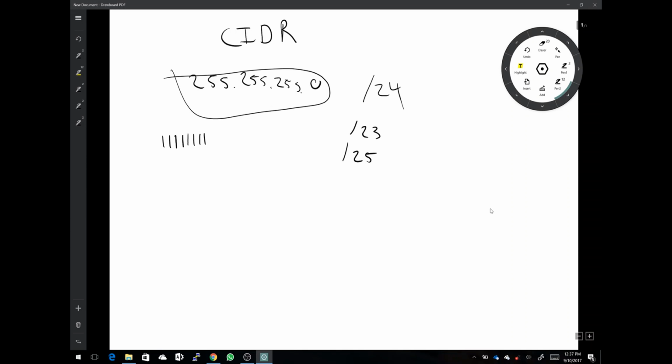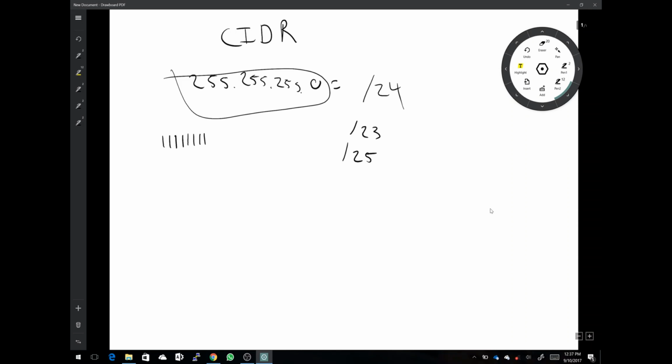So that means 8 ones, 8 ones, 8 ones in these three sections right here. So 8 times 3, that is 24 digits that are activated. And then a 0, that's no more digits that are activated. So this subnet mask right here equals /24.